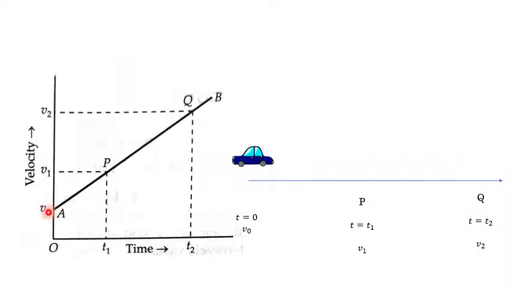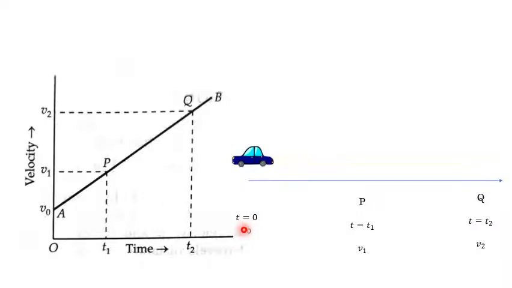So velocity time graph means you have two axes. You have your x-axis and you have your y-axis. In the x-axis we record our time, and in the y-axis we record our velocity. Suppose, let us say, at time t equals 0, a particle or a car is moving with a velocity v0. Initially it is moving with a velocity v0.